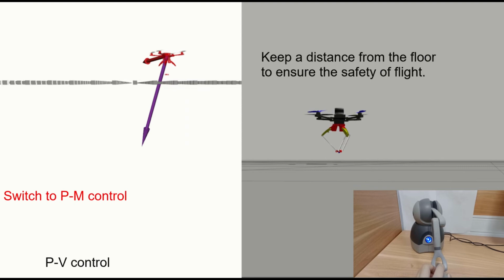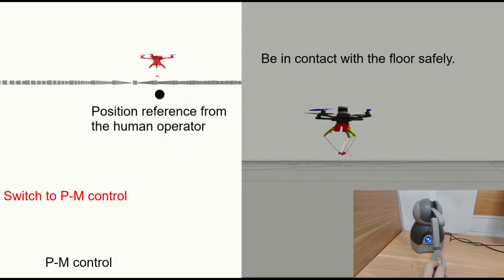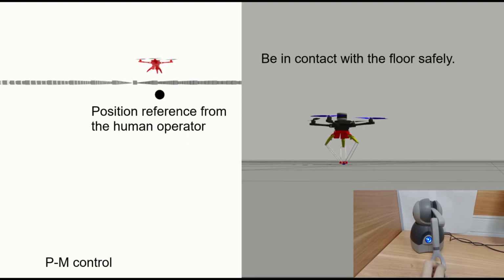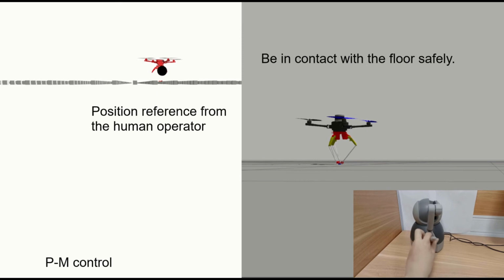In PM control, the end effector of the aerial manipulator was in contact with the floor safely. Moreover, the aerial manipulator flew safely and smoothly all the time, even for the moments when the control mode was switched.